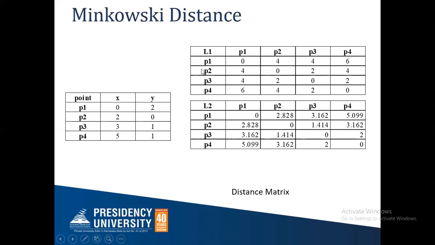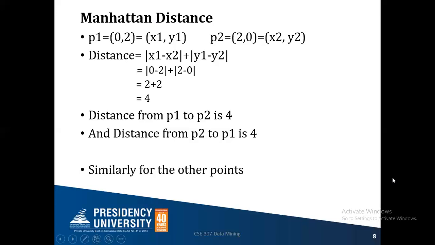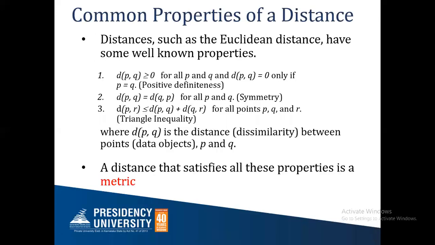So this way we can calculate the entire distance matrix. The distance from each point to every other point is calculated and represented in the form of a distance matrix. This distance matrix is calculated with the help of Manhattan distance formula. The second distance matrix is calculated with the help of Euclidean distance formula. Moving further, what are the properties of this distance? If we assume the Euclidean distance, for example, it has the following properties.